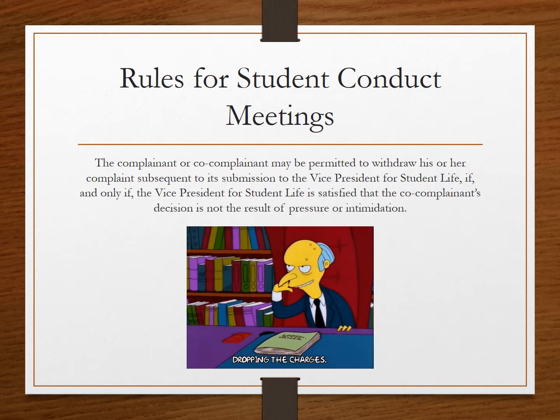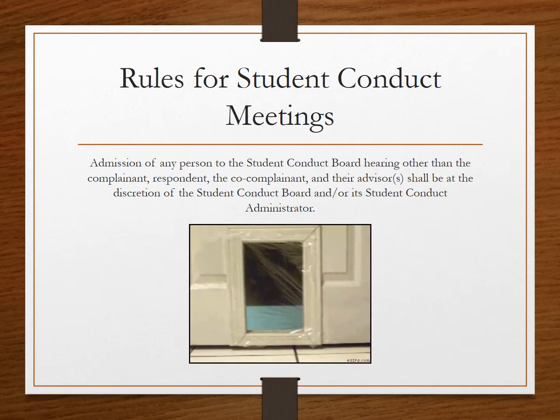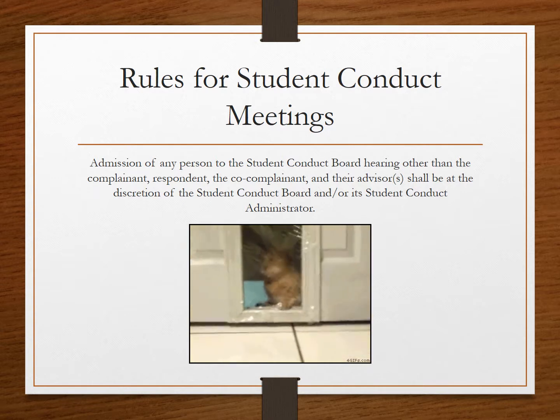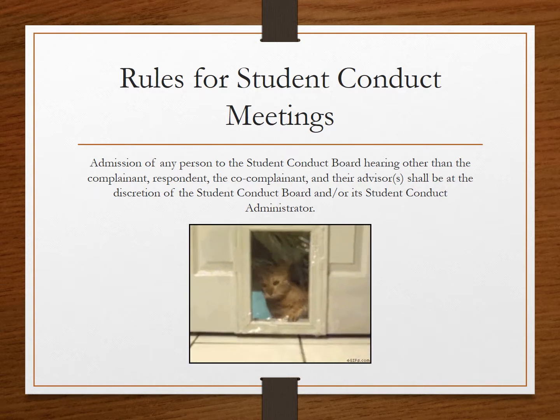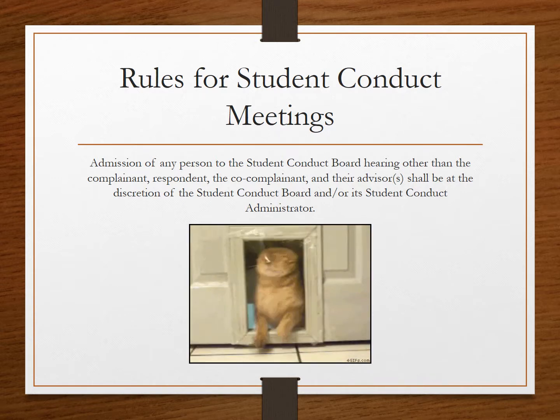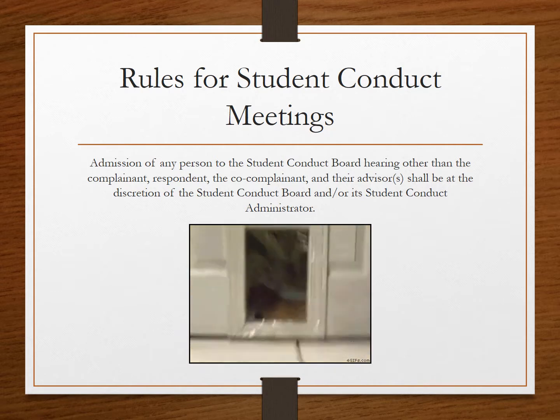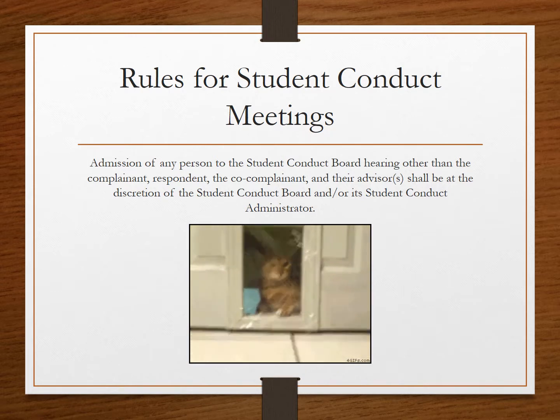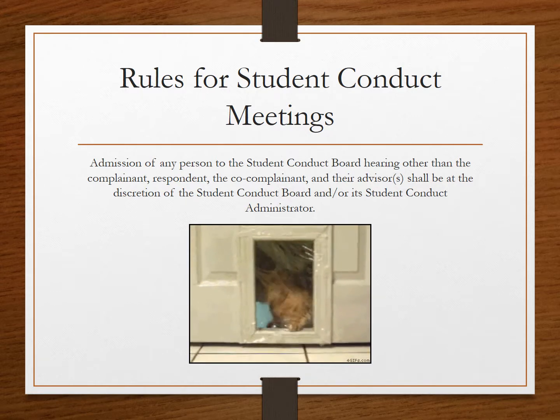The complainant or co-complainant may be permitted to withdraw his or her complaint subsequent to its submission to the Vice President for Student Life if, and only if, the Vice President for Student Life is satisfied that the co-complainant's decision is not the result of pressure or intimidation. Admission of any person to the Student Conduct Board hearing other than the complainant, respondent, the co-complainant, and their advisors shall be at the discretion of the Student Conduct Board and/or the Student Conduct Administrator.